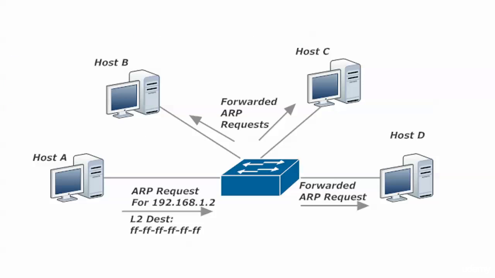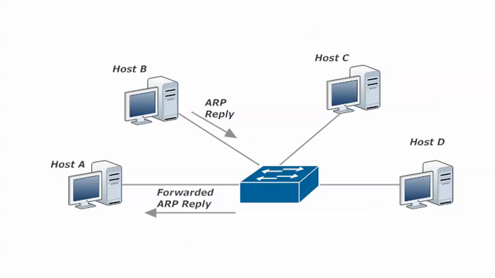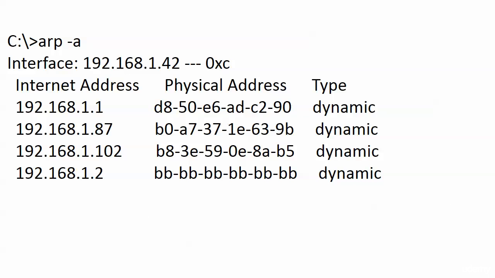Host B, though, is going to say, hey, wait a minute, I'm 192.168.1.2. I'm going to send an ARP reply, and the ARP reply goes straight back to the original requestor. Host A gets the forwarded ARP reply from the switch. Host C and D are out of the picture by that point, and host A now has the IP address of host B and the MAC address of host B and can start sending data. It's just going to make an entry just like the one we see here at the bottom, 192.168.1.2, all B's address.